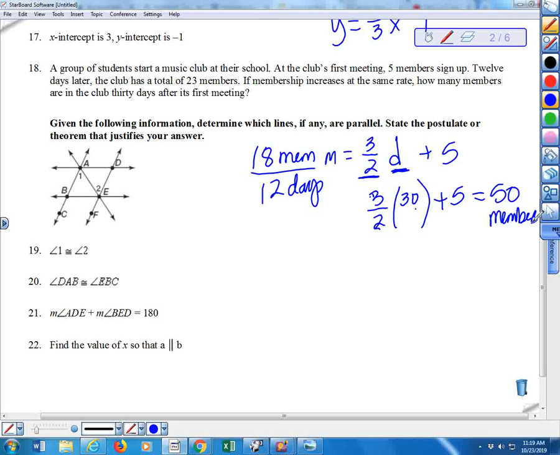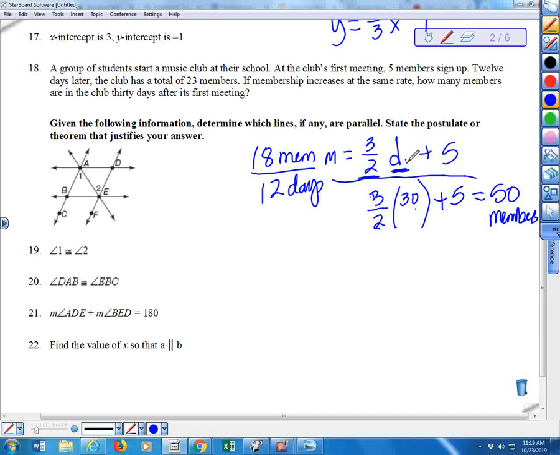So I knew there were 23 total after 12 days, but they told us there were 5 after the first. So from that first meeting for 12 days, there were only 18 members who were gained. So I did 18 over 12, simplified that to get the slope, wrote the equation, and then just plugged in what they asked me for with 30 days.